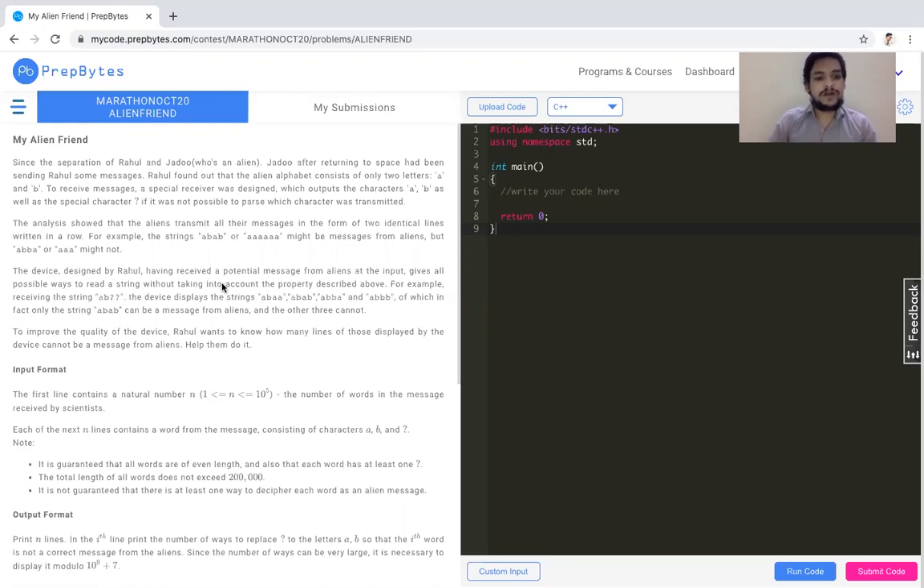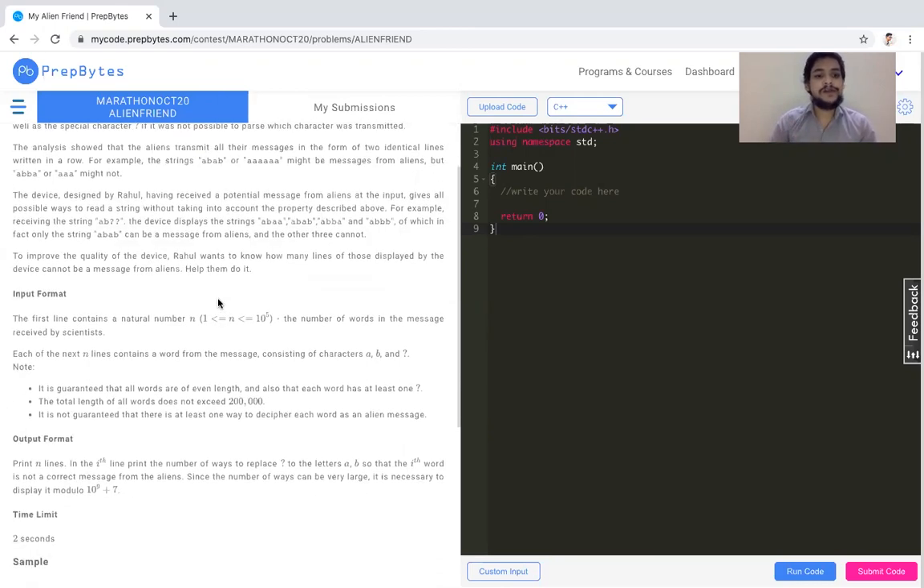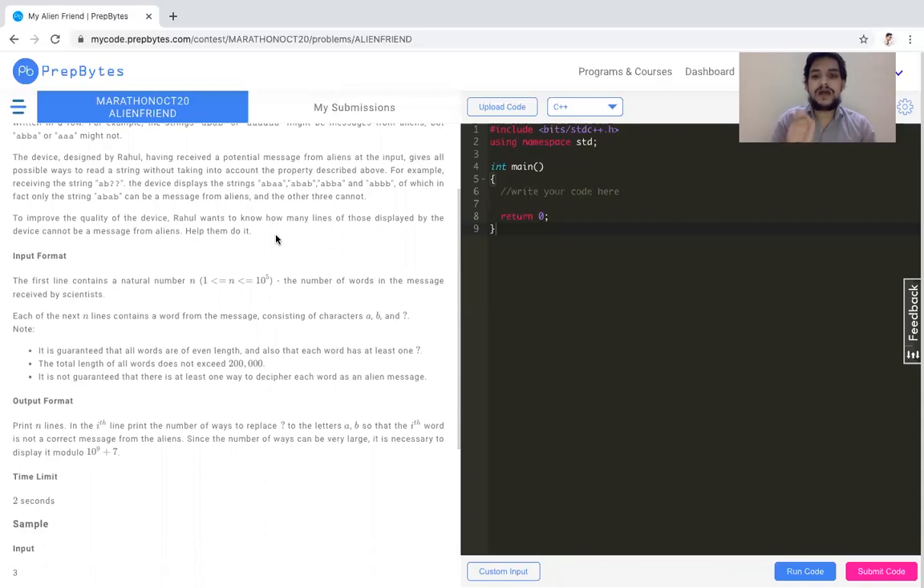So what the device designed by Rahul does is nothing but change the question mark to A and B, and it will print all the possible combinations. It will check every possible combination, which we will also see further in the explanation of the example, how it develops all the possible answers. And out of those, we have to print the count of those that are not the actual message from the alien.